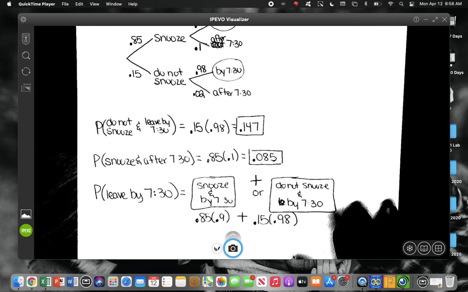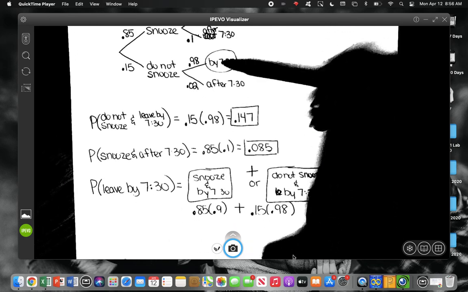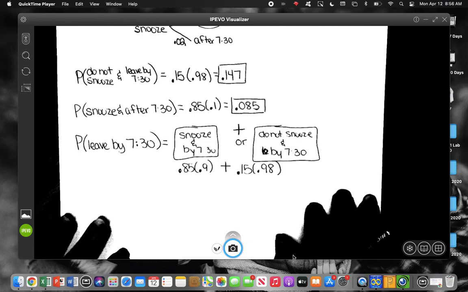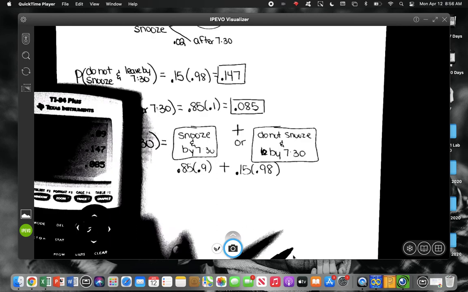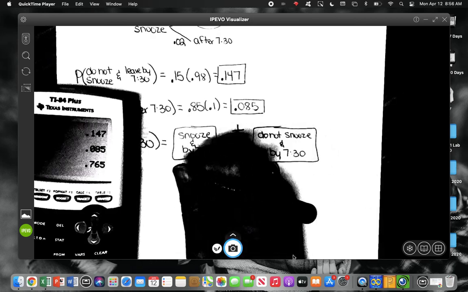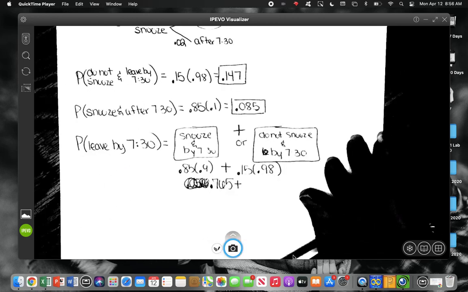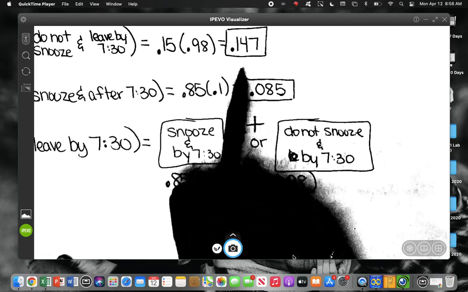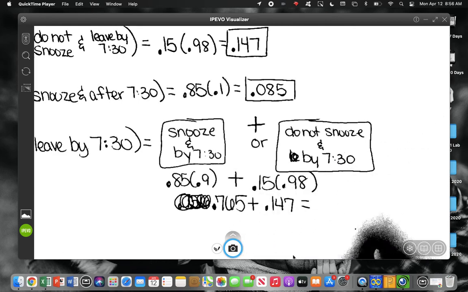If I'm only asking you for one thing, leaving by 7:30, that's still coming from 2 different scenarios. So just find the probability of each scenario and then add them together. The first one is snoozing and leaving by 7:30. So 0.85 times 0.9 gives me 0.765. Then I'm going to add it to 0.15 times 0.98, and I'm going to cheat because we already did it up here. We got 0.147.